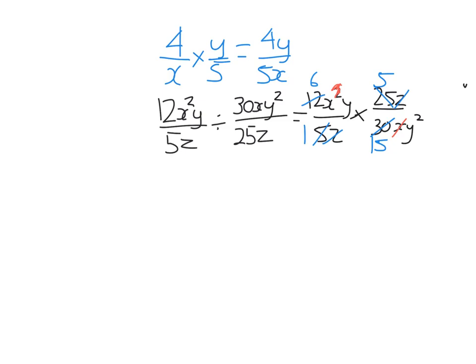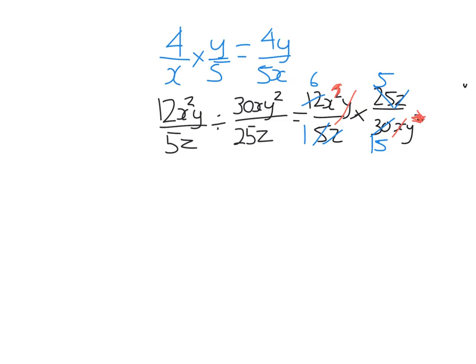And I do similarly for the y's. So there's a y on the top and the bottom. So I can cancel out a common factor of y. On the bottom, I need to cross out a y. So y squared means there are two y's. So what I do is I cross out the squared. So now there's only one y.